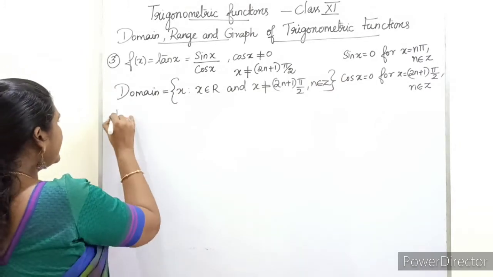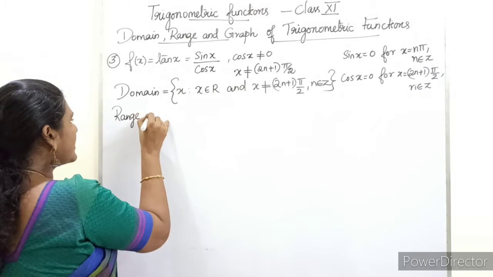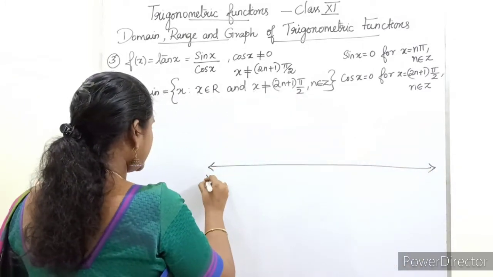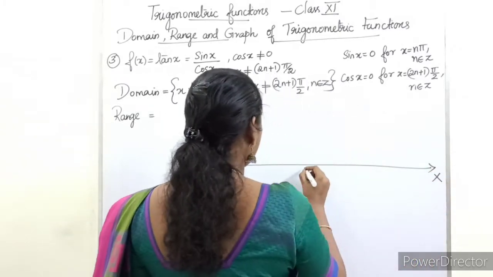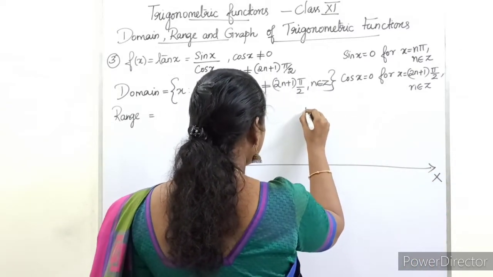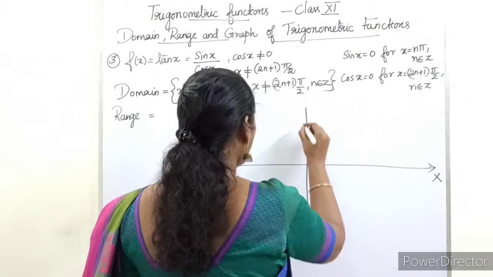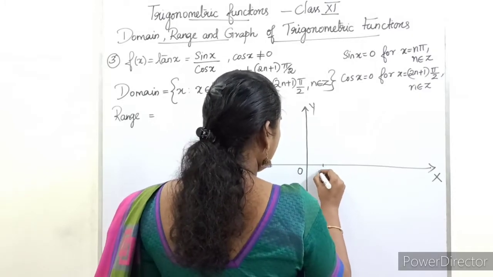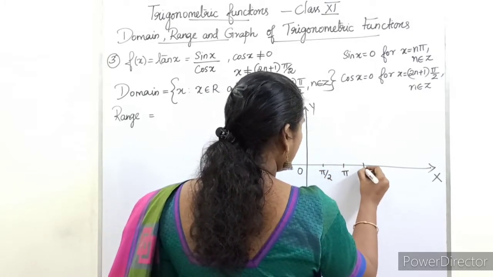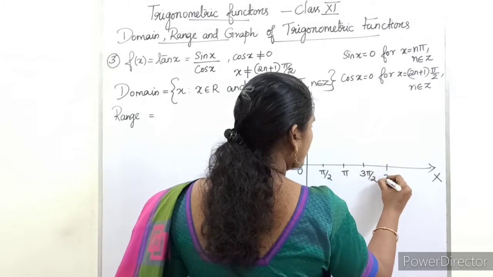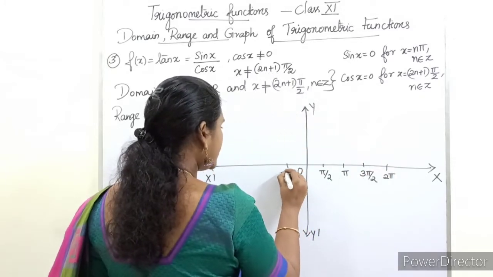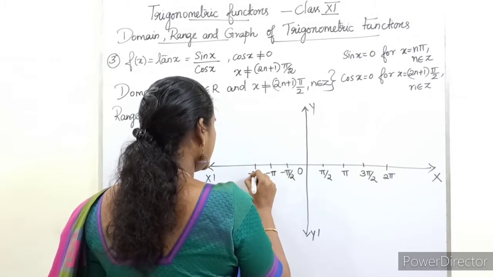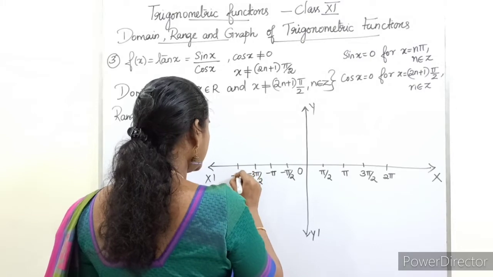Okay. Now we will see the range and the graph. Before going to range, we will draw the graph first. So x' x and here 0, y', here we have 0, pi by 2, pi, 3 pi by 2, 2 pi, and here we will have minus pi by 2, minus pi, minus 3 pi by 2 and minus 2 pi.